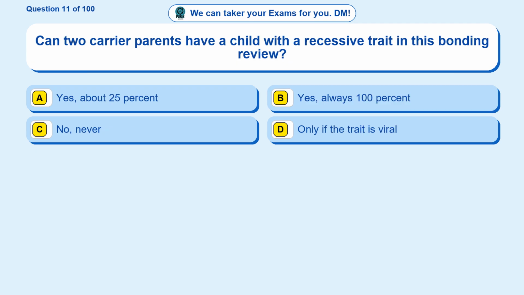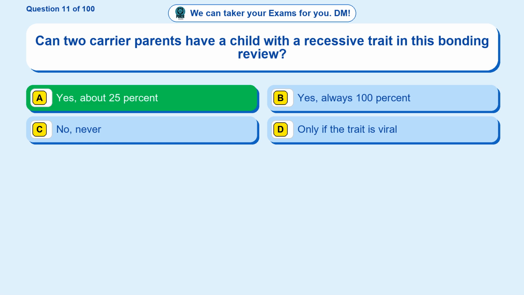Question 11. Can two carrier parents have a child with a recessive trait in this bonding review? Option A. Yes, about 25%. Option B. Yes, always 100%. Option C. No, never. Option D. Only if the trait is viral. The correct answer is option A.